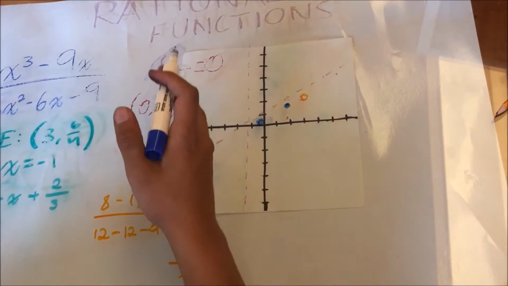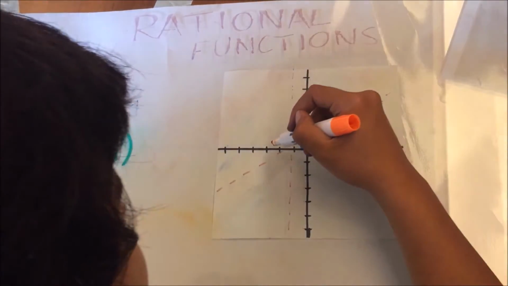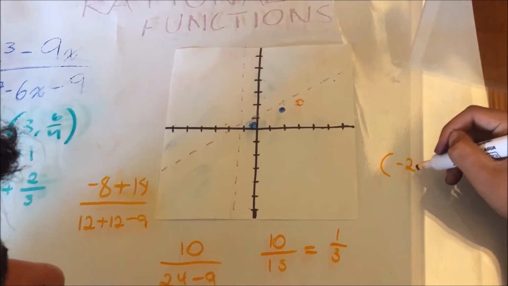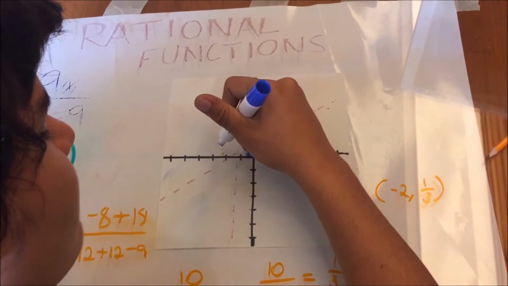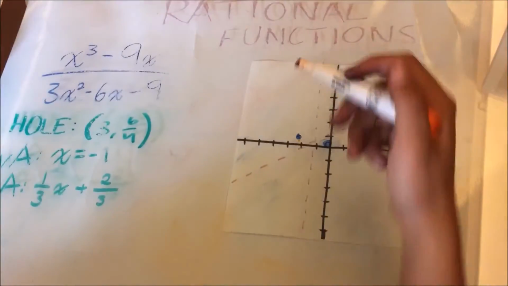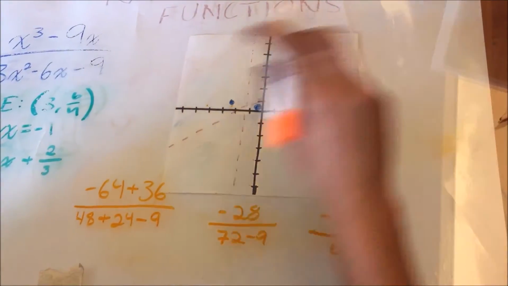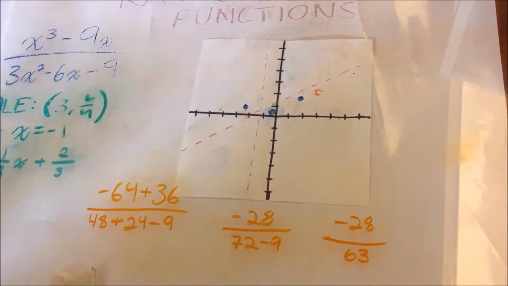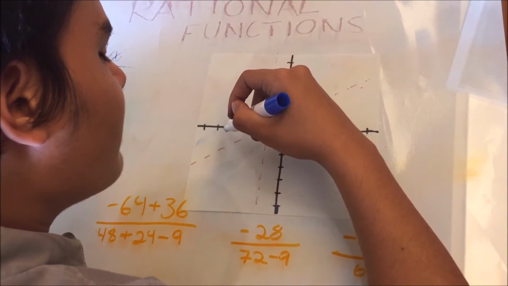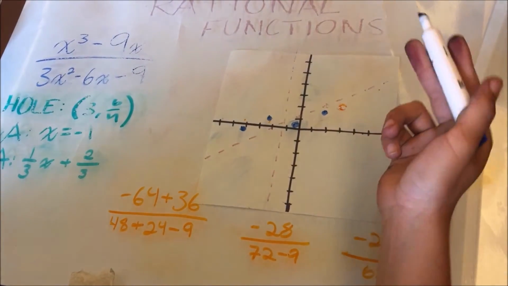Now we need to get 2 points on the left side of the graph. Let's begin with x equals minus 2. So when x equals minus 2, we have minus 2, comma, 1 over 3. Around here. So now we need to graph another point on the left side of the graph, so let's use minus 4. So we get a point that is around here.